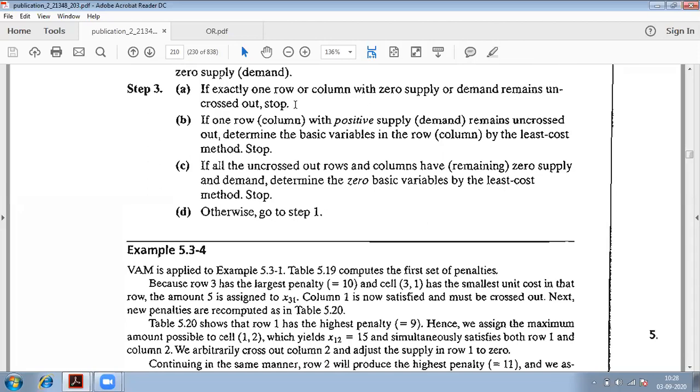If exactly one row or column with a zero supply or demand remains uncrossed out, stop. If one row or column with a positive supply remains uncrossed, then determine the basic variables in the row by the least cost method, stop. And if all the uncrossed out rows and columns have zero supply and zero demand, determine the zero basic variables by the least cost method, and then stop. Otherwise, go to step 1.